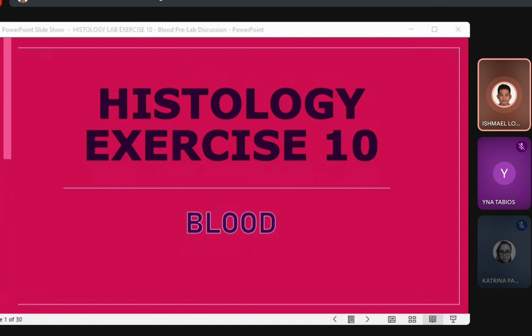Okay, so now I will be giving a pre-lab discussion on the two exercises, exercise 10, which will be the last exercise for the midterms, and exercise 11 for the first exercise for your finals.